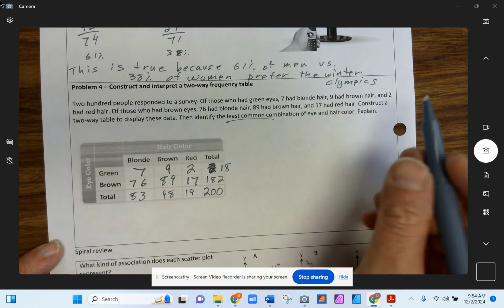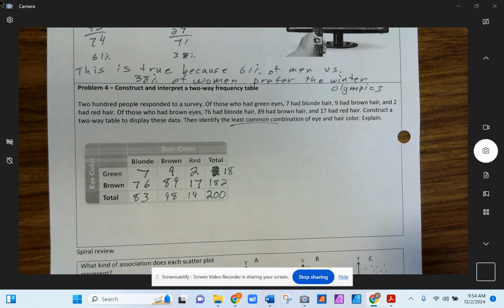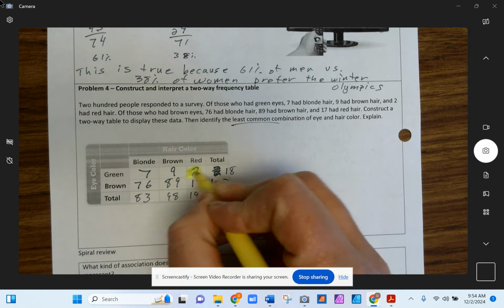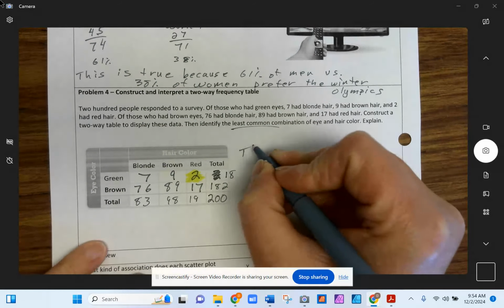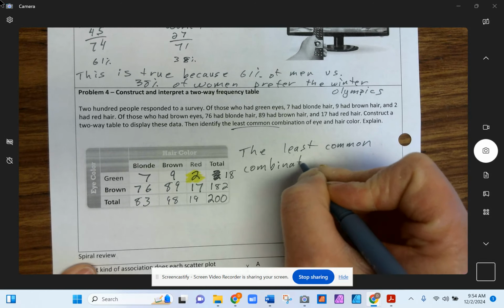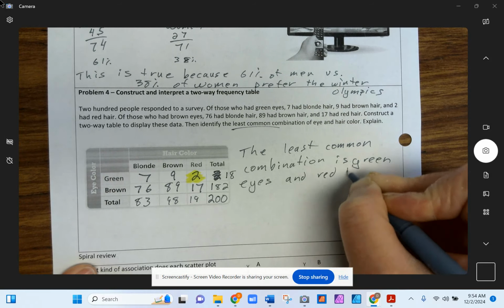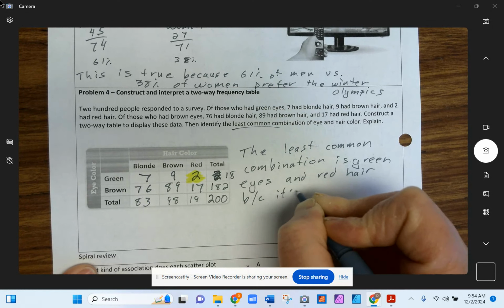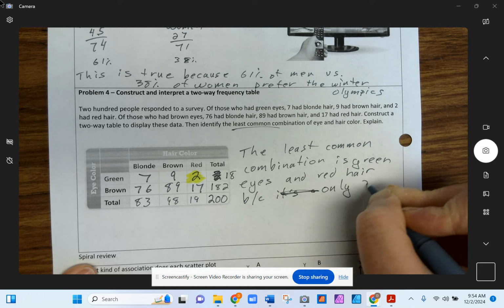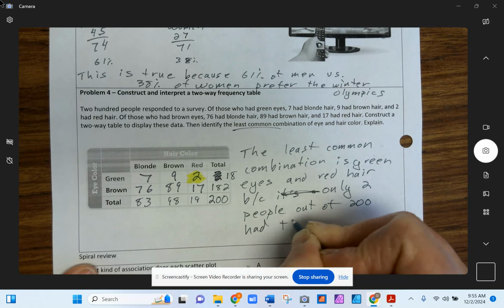So then we're looking for the least common combination of eye and hair color. So again, we're doing eye color as one set of data, and hair color is the other set of data, and these are the two things we're comparing, okay? So for the least common combination, we look basically for the lowest number, which is right here, right? That 2 out of 200, so basically 1%, right? So the least common combination is green eyes and red hair. And then explain because only 2 people out of 200 had this combo.